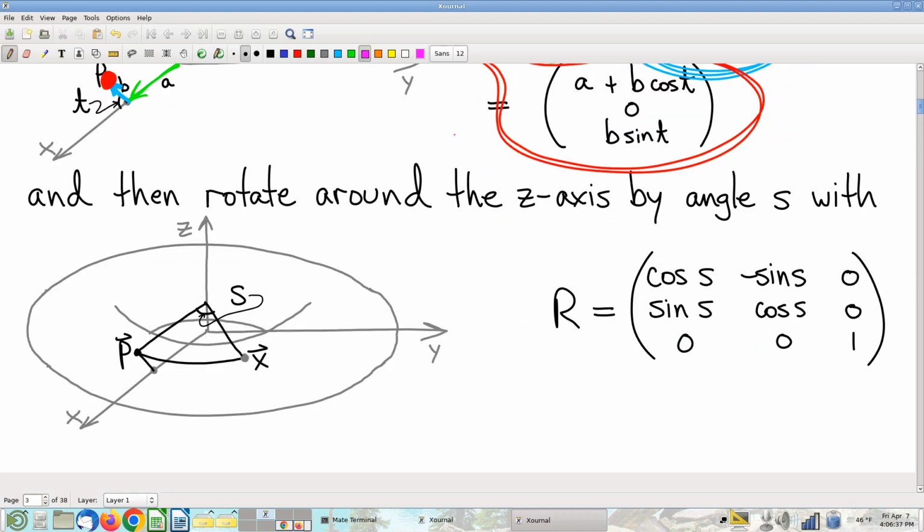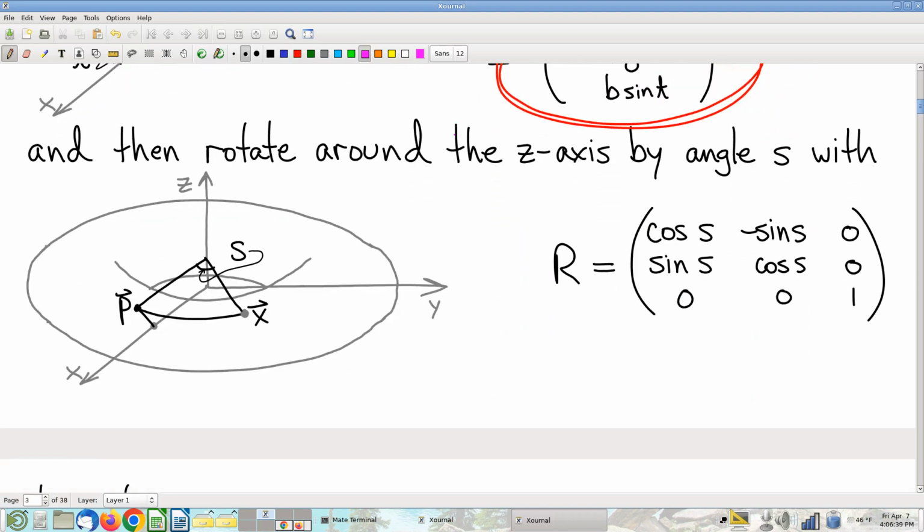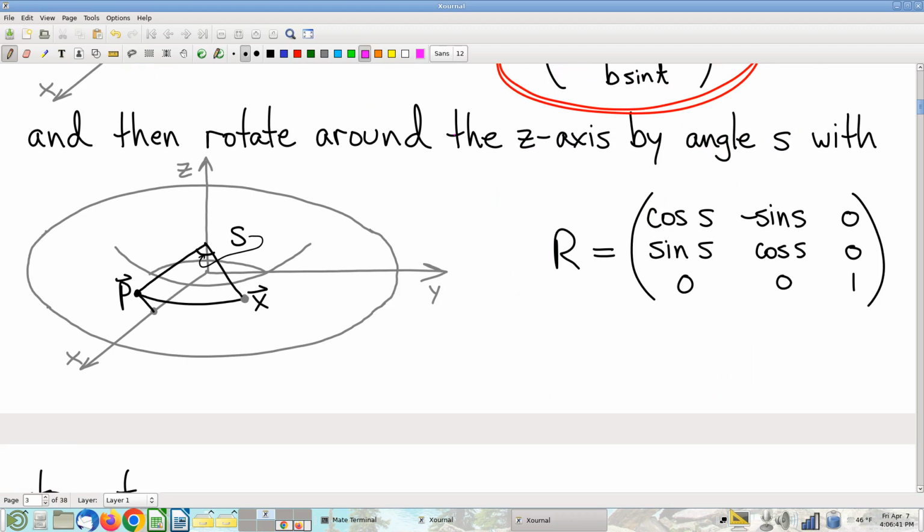And the answer is a rotation. So, I've got this red point here, and I want to understand this purple point. I can literally just rotate around the z-axis. And if I rotate by that angle S, then that gets me what I want. And we know how to rotate vectors around axes. This is a linear algebra thing.